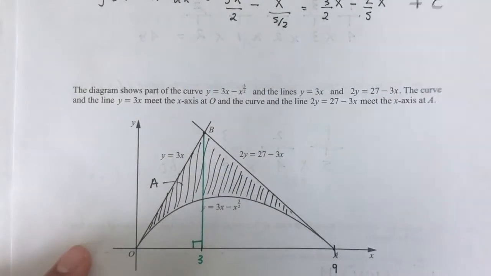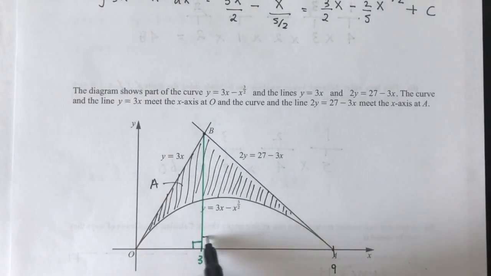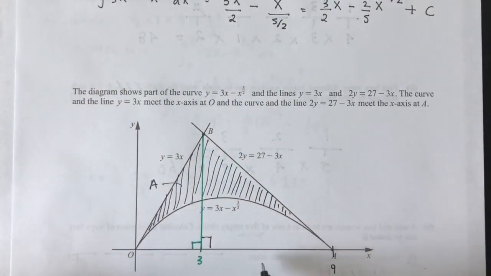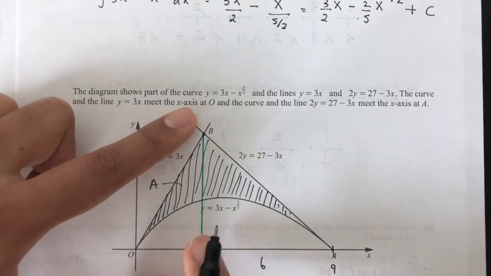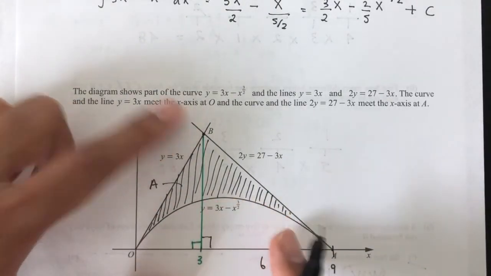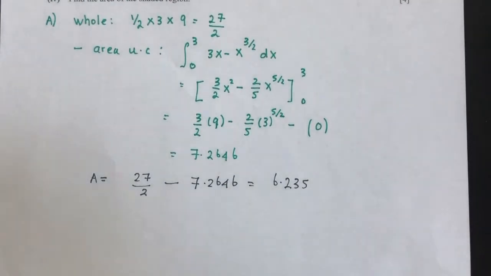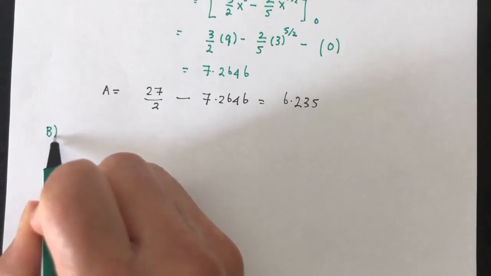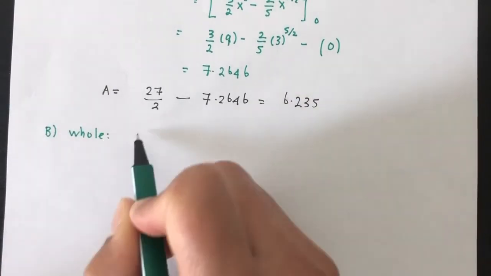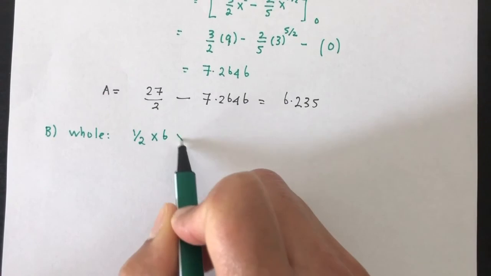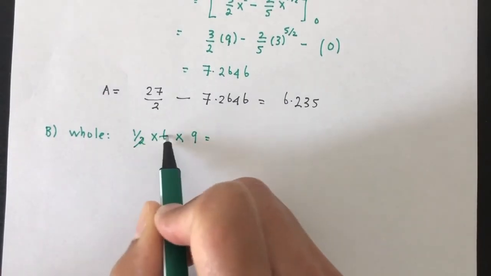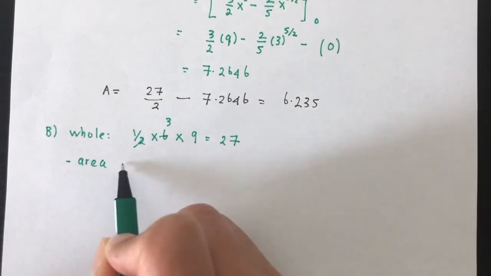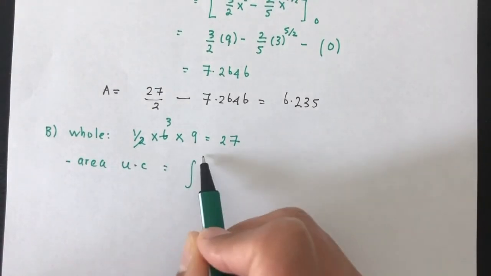Now for part B, the same thing as well. You can observe here we have a big triangle, which has a base of 6 and a height of 9, and then we have to minus the area below the curve for this side. So now let's do part B. The whole area is the area of a triangle as well. Half times base, it is 6 this time, height is 9. That should be 27.